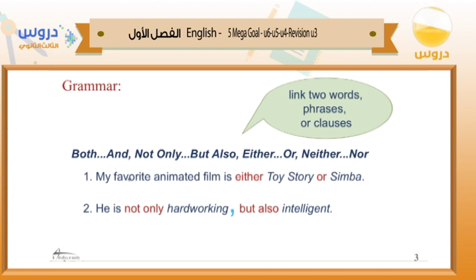For example, my favorite animated film is either Toy Story or Simba. So here we have either Toy Story or Simba. Here we link two words. Number two, he's not only hardworking but also intelligent. So here we link two adjectives, not only hardworking but also intelligent, and don't forget to use a comma before but.